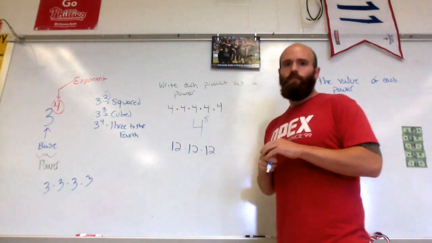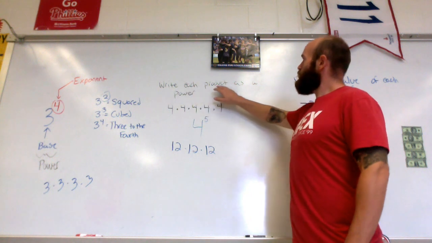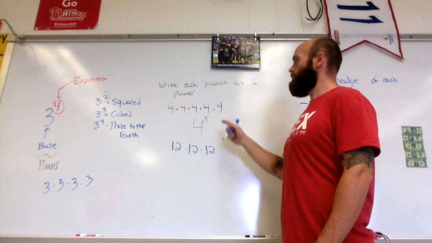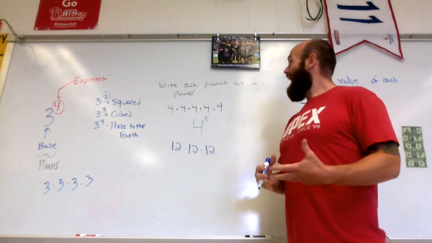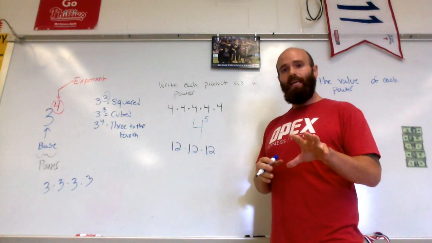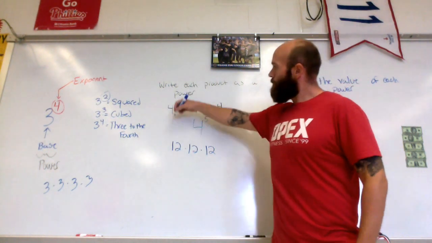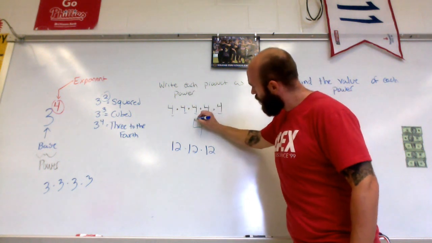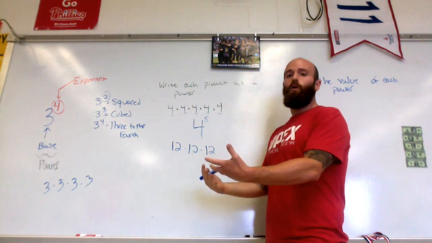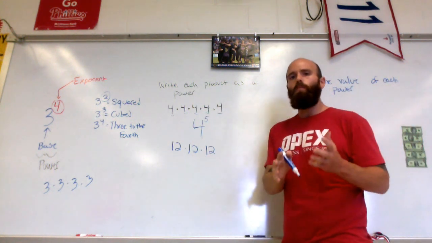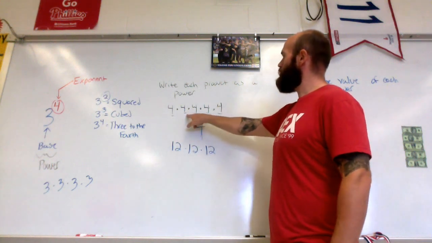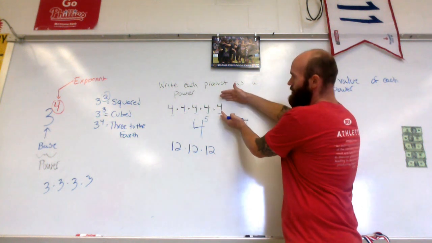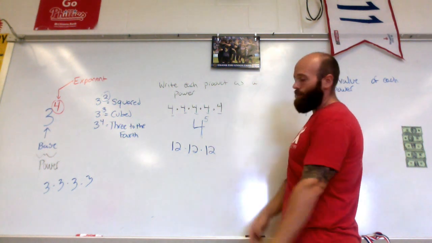Now, let's take a look at some specific examples. So we want to write each product as a power. So we have 4 times 4 times 4 times 4 times 4. To write that as a power, we want a base and we want an exponent. So the base is the number that we're multiplying by itself. And in this case, 4 is the number that we're continually multiplying. And then we say, okay, how many times are we multiplying 4 by itself? And in this case, 1, 2, 3, 4, and 5. So that would be our exponent. So this example is 4 to the 5th power, okay?